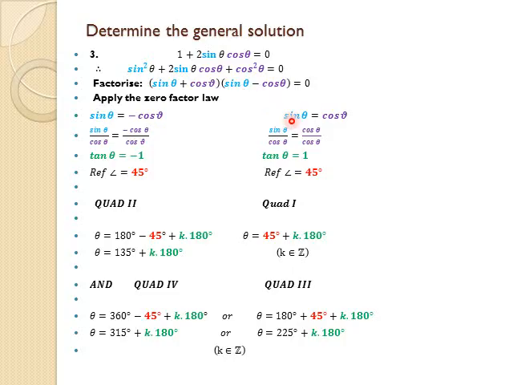We do the second part, sine theta equals cos theta. From there, sine divided by cos, cos divided by cos. Tan theta is 1, and here the reference angle is 45. But because tan is positive, now I work in quadrant 1 and quadrant 3. So quadrant 1 is simply my reference angle plus k times 180. K is an element of integers for both of them. Quadrant 3, 180 plus 45. Right, and that gives me 225 plus k180. K is an element of integers for both of them.